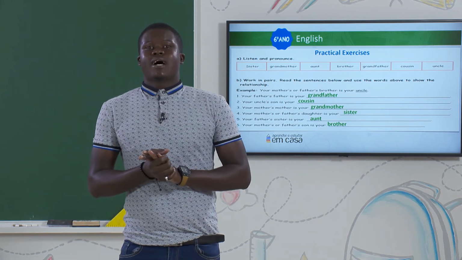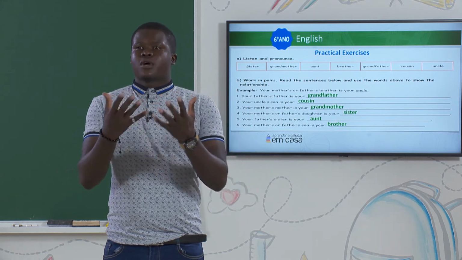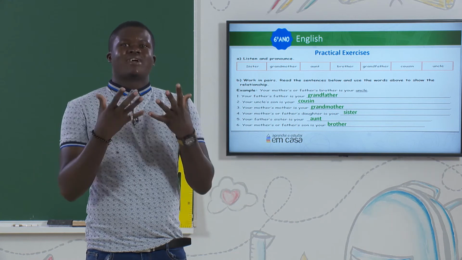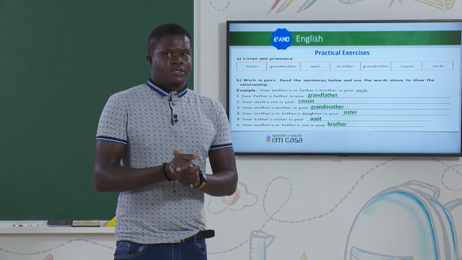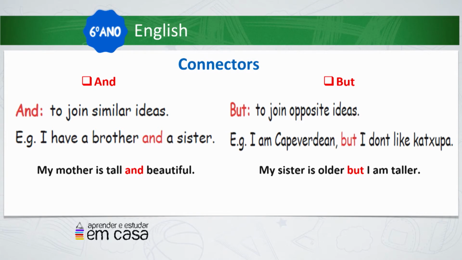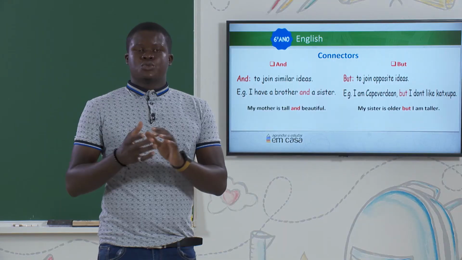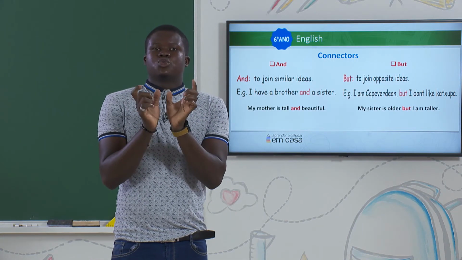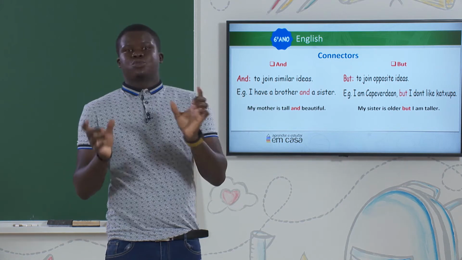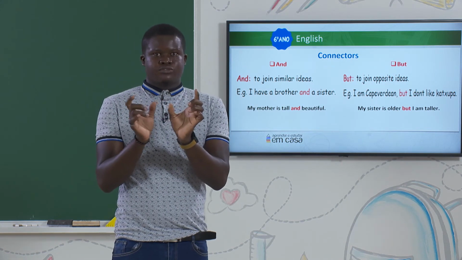Now let's see how to talk about our family. Agora vamos ver como é que podemos falar da nossa família. Okay? Let's see the connectors. What is the connector? Connectors are words that we use to join together two ideas. Okay? São palavras que usamos para juntar duas ideias e formar uma frase.